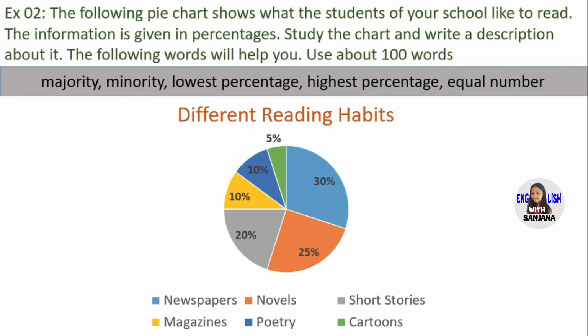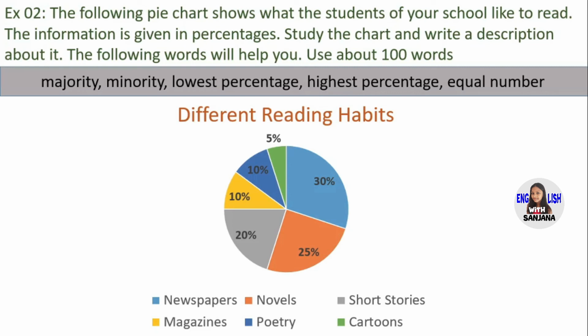The following pie chart shows what the students of your school like to read. The information is given in percentages. Study the chart and write a description about it. The following words will help you. Use about 100 words. Majority, minority, lowest percentage, highest percentage, equal number. Let's look at the pie chart now.